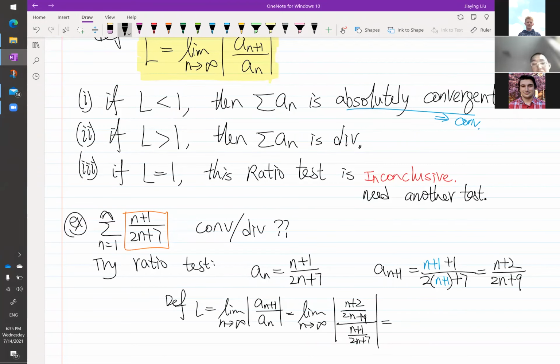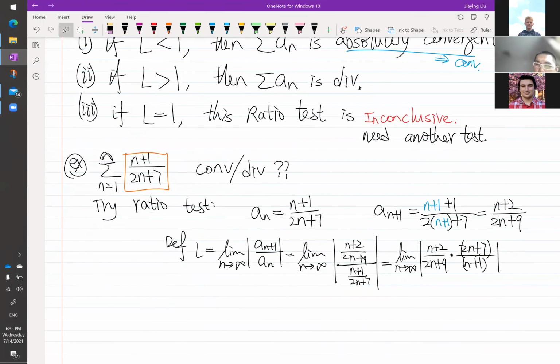So we're just going to simplify the complex fraction by multiplying by the reciprocal. So that's the limit as n goes to infinity of the absolute value. For this test, always keep the absolute value sign. So that would be (n+2)/(2n+9) times the reciprocal, (2n+7)/(n+1). And the rest is about trying to simplify and find the limit.